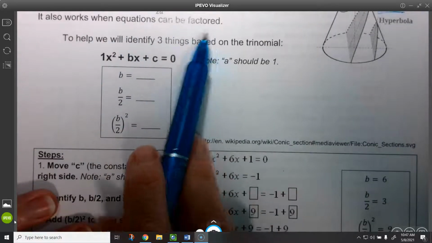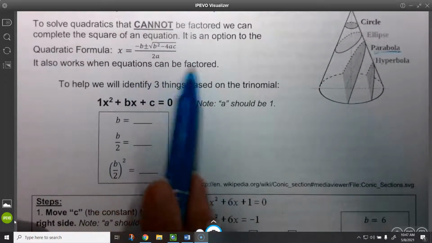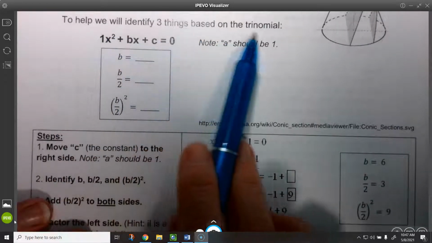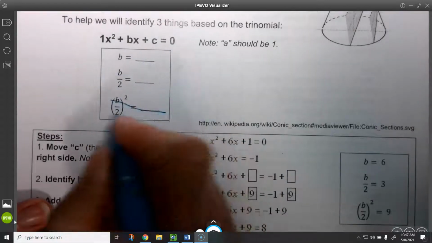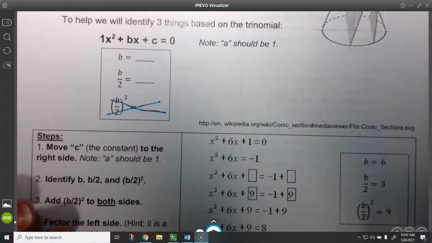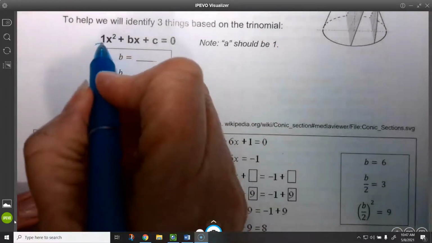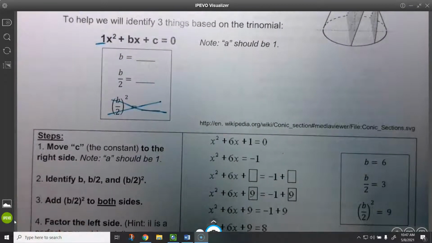You can also use completing the square for equations that can be factored. To help, we will identify three things based on the trinomial ax squared plus bx plus c. We're not going to do this bottom one. I think it's great, but I think it's kind of a waste. I'll show you what it is, but I won't use it. We are only going to deal with it if a is 1. If a is not 1, it's a whole other ball game, and that's for an Algebra 2 class.